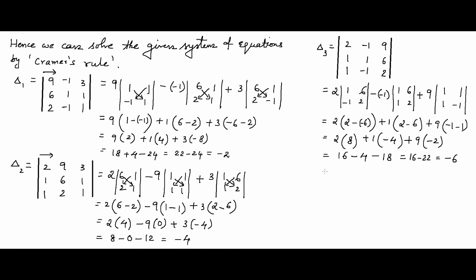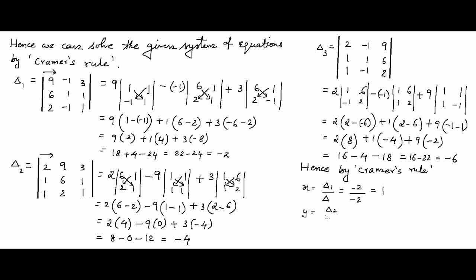So we have got all the three determinants now, delta 1, delta 2 and delta 3. Hence we can solve for x, y and z now. So hence by Cramer's rule, x is equal to delta 1 by delta. Remember the value of delta 1 we got is minus 2 and delta, that is determinant of A, is also equal to minus 2. So we get minus 2 by minus 2 as 1.